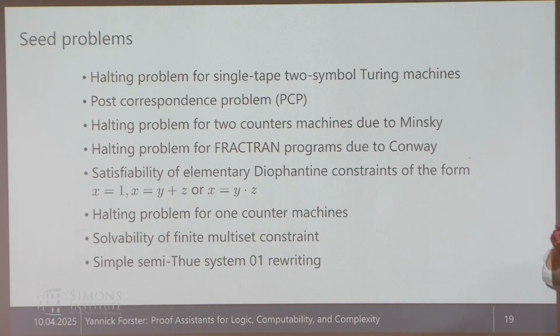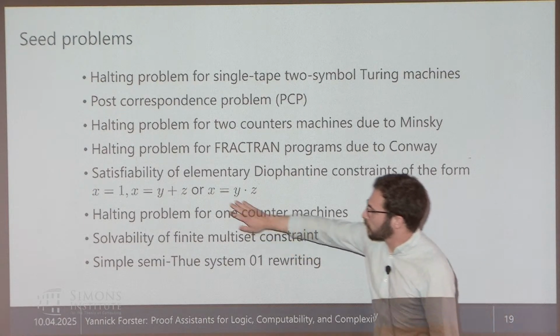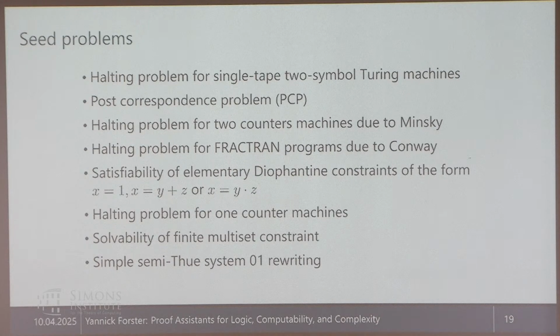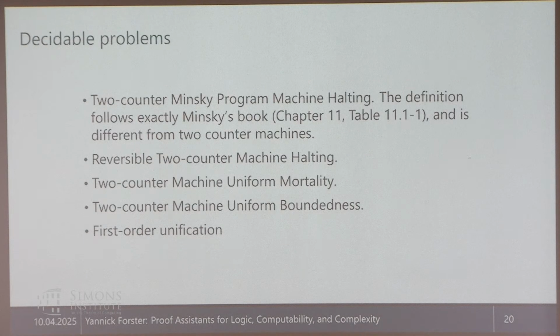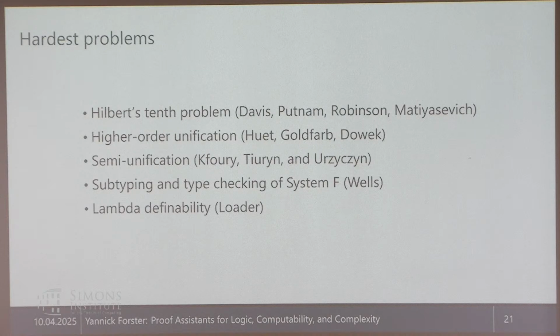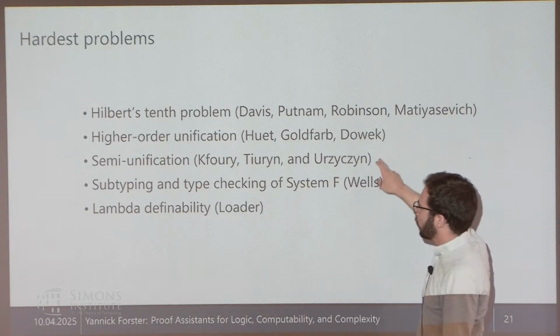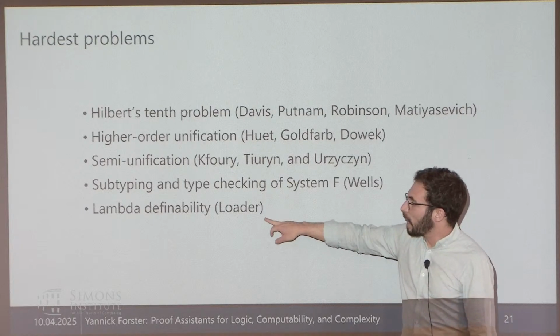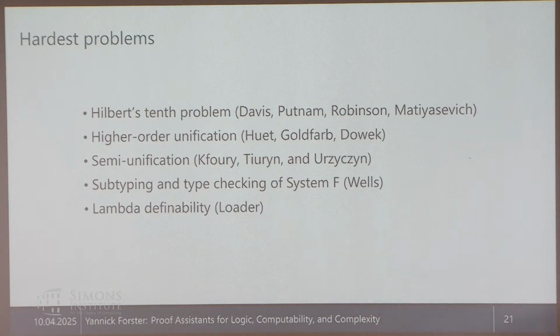So I'm going to mention that on the slides that go online, I'm explaining a bit more what the seed problems are. These are problems that are nice to use as the start of an undecidability proof. If you want to do an undecidability proof, chances are that it's from one of these, like the halting problem for two counter machines, or the Post correspondence problem, these kinds of things. We have a couple of decidability proofs that I'm not going into. The landmark results are Hilbert's 10th problem, so the DPRM theorem, higher-order unification, semi-unification, subtyping and type checking of System F, and lambda definability. This one's new, also a super hard proof.